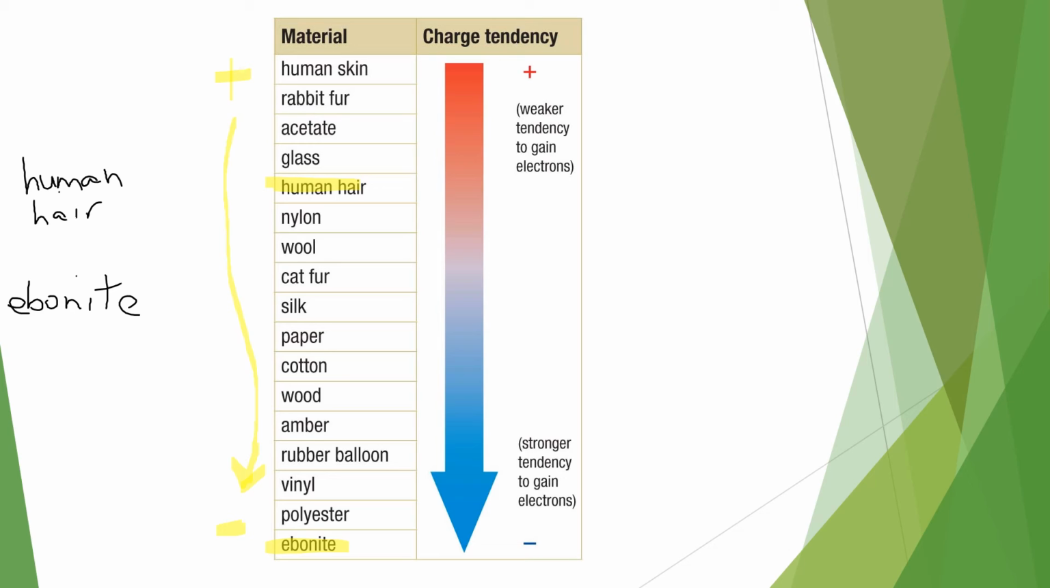So the human hair is going to lose the electrons to become positively charged, and the ebonite rod is going to gain the electrons to become negatively charged. Okay, so if you were to rub human hair with ebonite, they would both start off as neutral. After the rubbing, human hair would lose electrons to become positively charged, and the ebonite rod would gain electrons to become negatively charged. Okay, higher up on the list, it's going to be positive. Lower on the list, it's going to be negative.